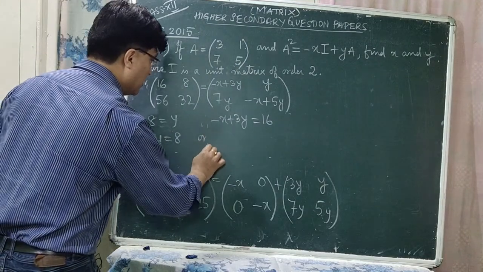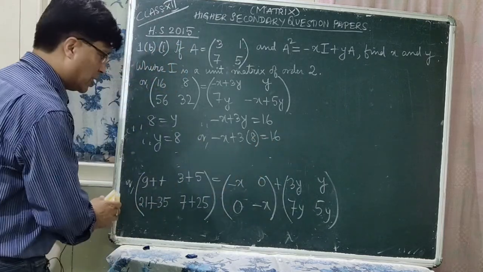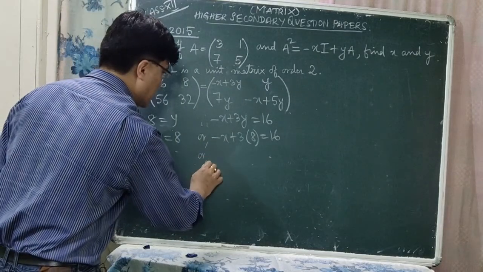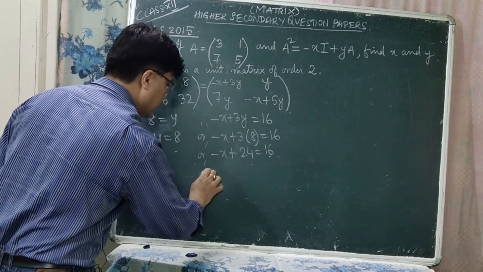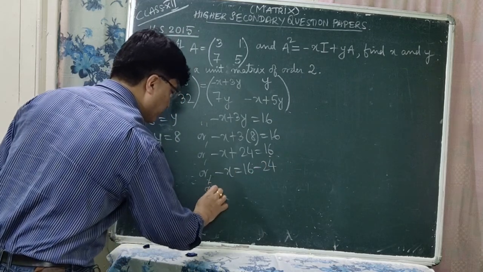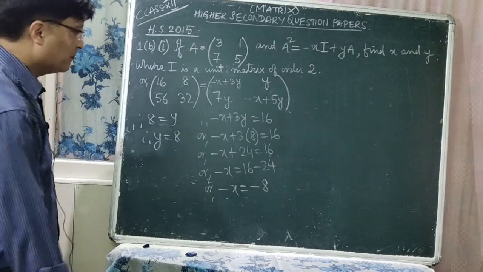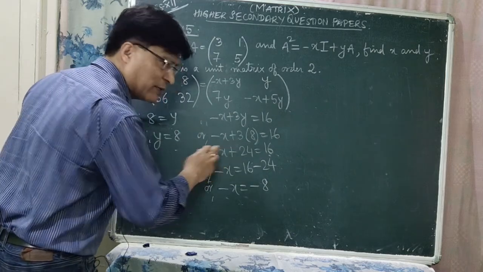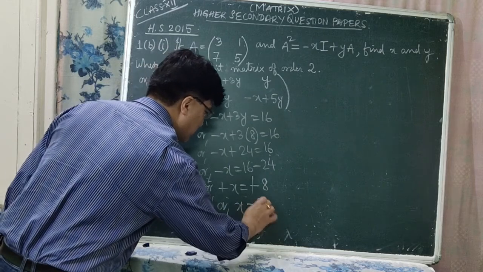So minus x plus 3 into what is y here, 8, which is equal to 16. Now you can solve this equation to get the value for x. This is minus x plus 8 3s are 24 is equal to 16, or minus x is equal to 16 minus 24, or minus x is equal to minus 8. Is that clear? 24 minus 16 is 8, but you have to write down the sign of the greater number, that is minus 8. So here minus 8 gets cancelled, so x is equal to 8.